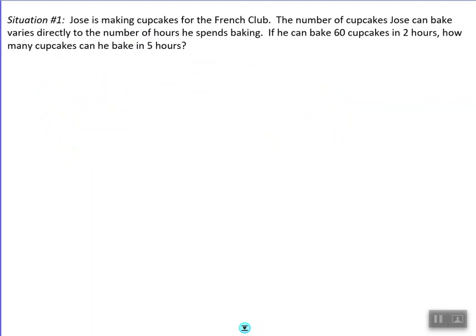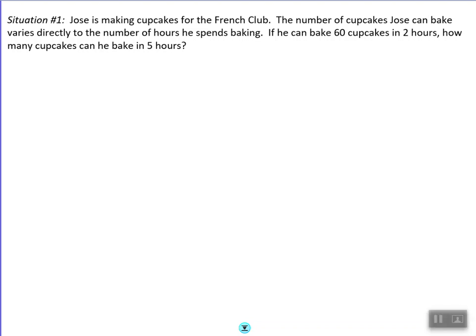Lastly, let's look at a word problem. Again, I'm going to read the whole problem and then I'll go back and look at it in detail. Jose is making cupcakes for the French Club. The number of cupcakes Jose can bake varies directly to the number of hours he spends baking. If he can bake 60 cupcakes in 2 hours, how many cupcakes can he bake in 5 hours?